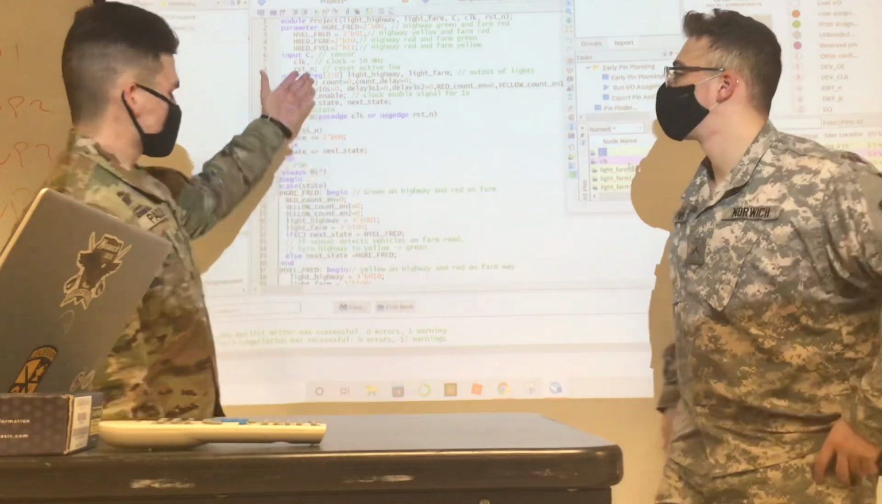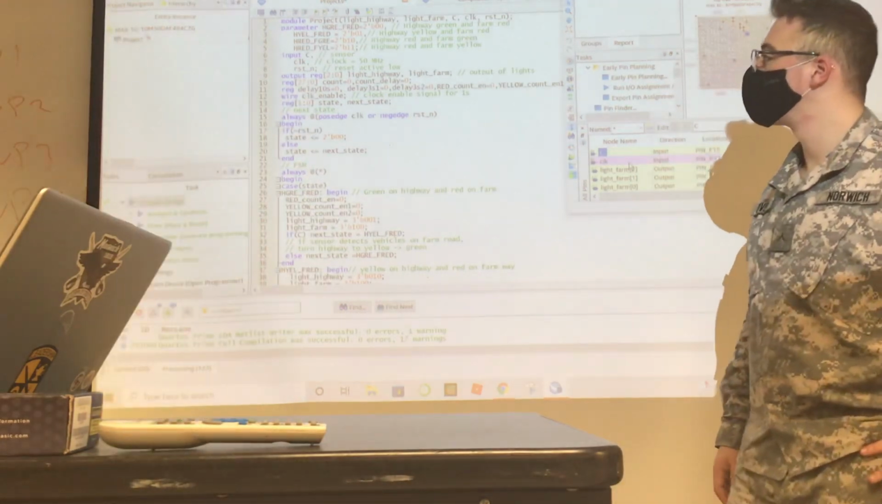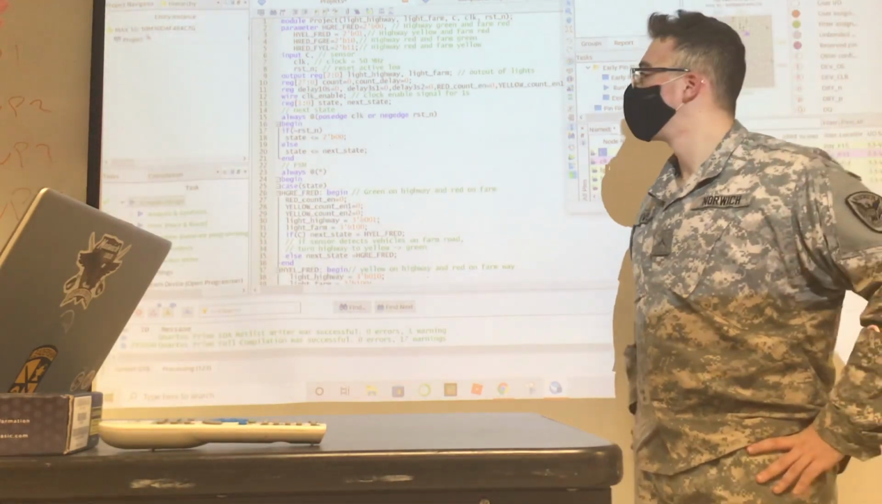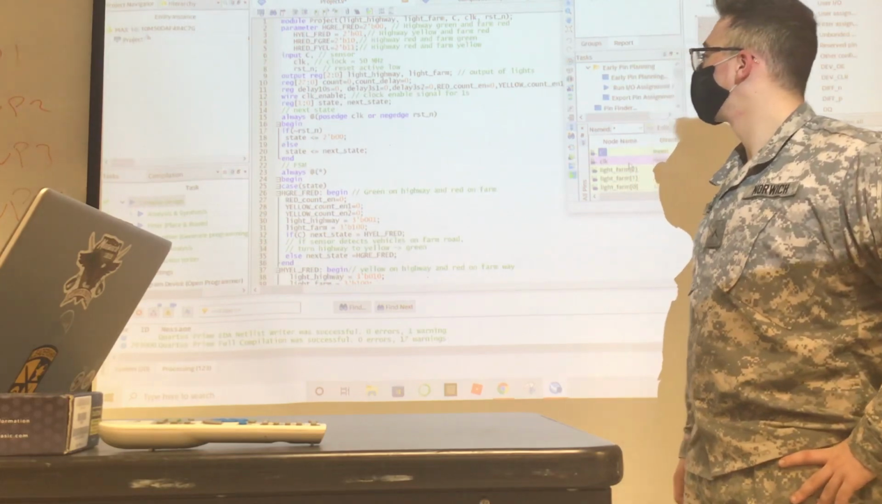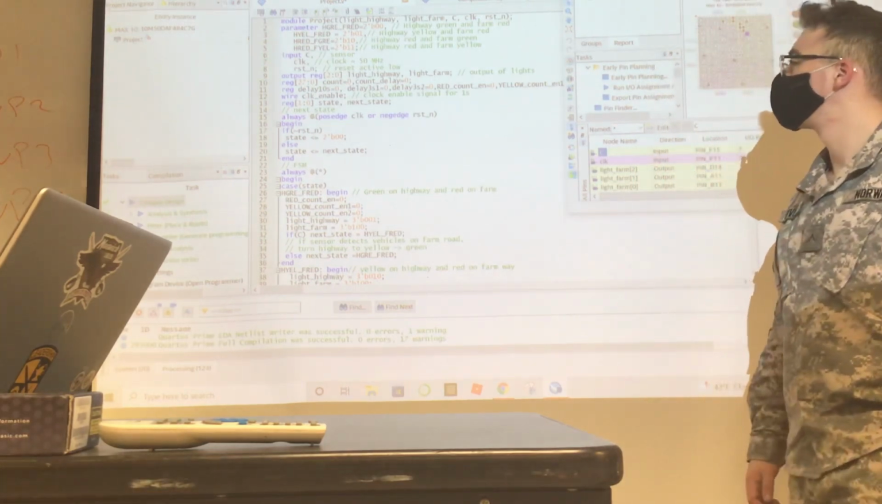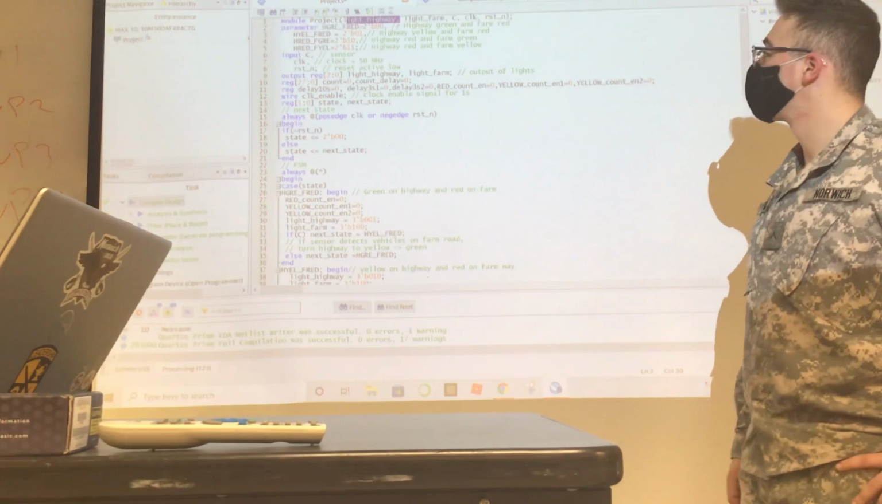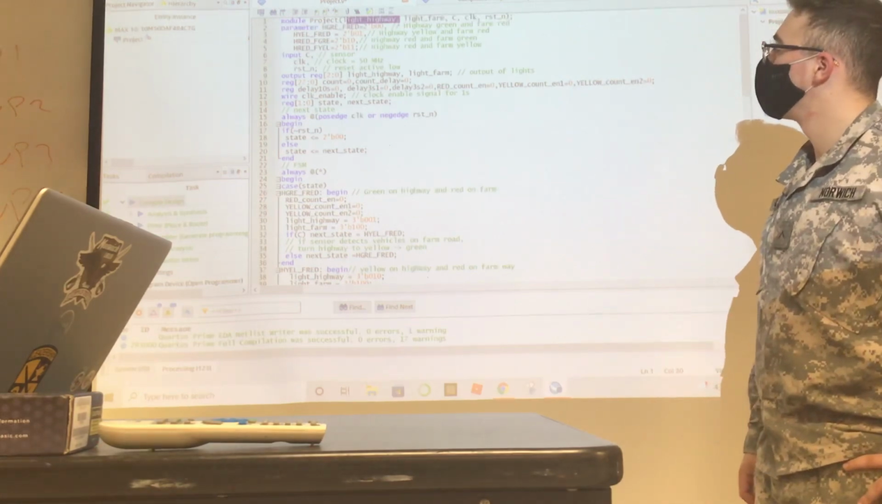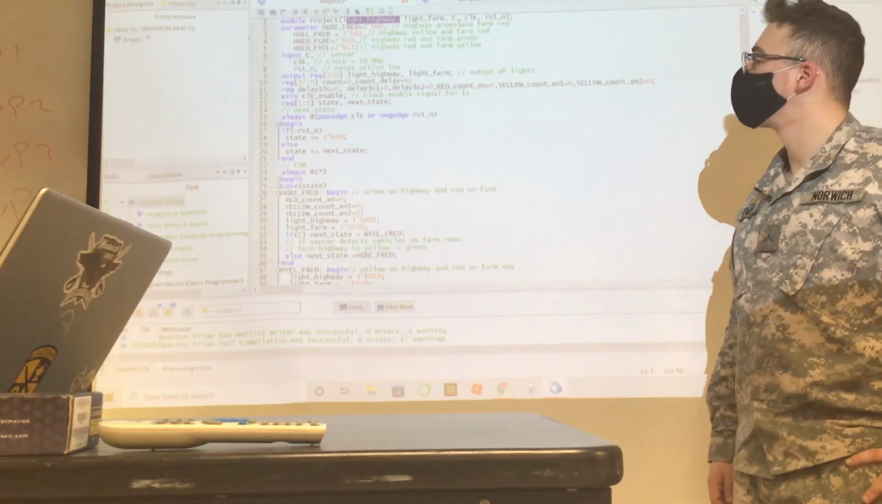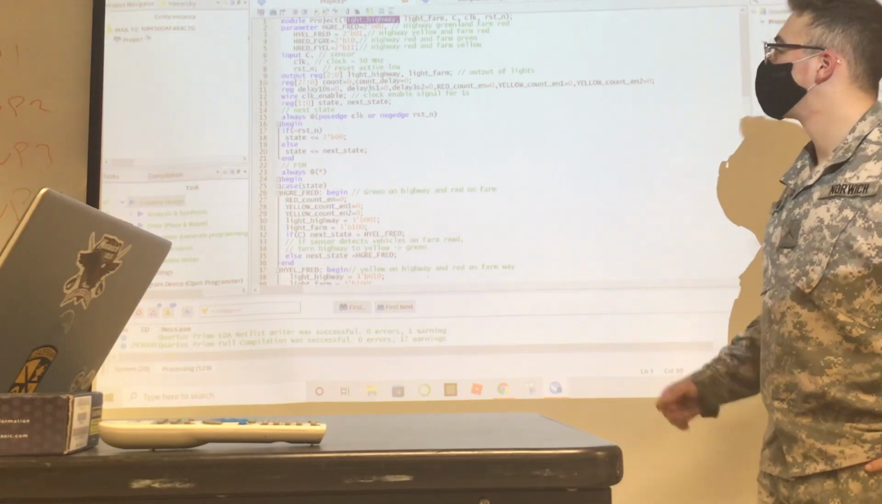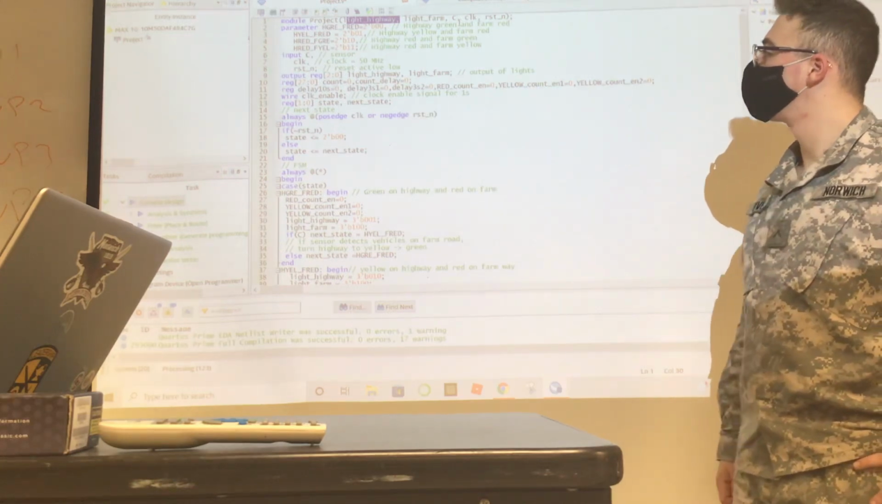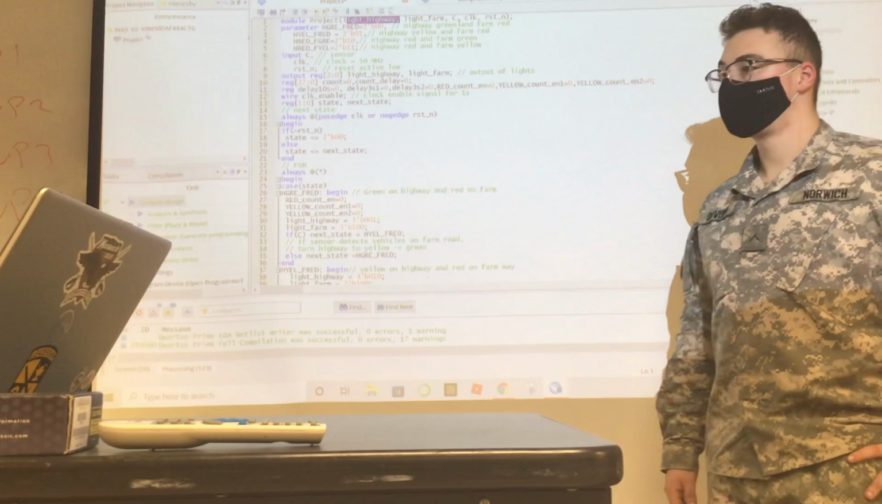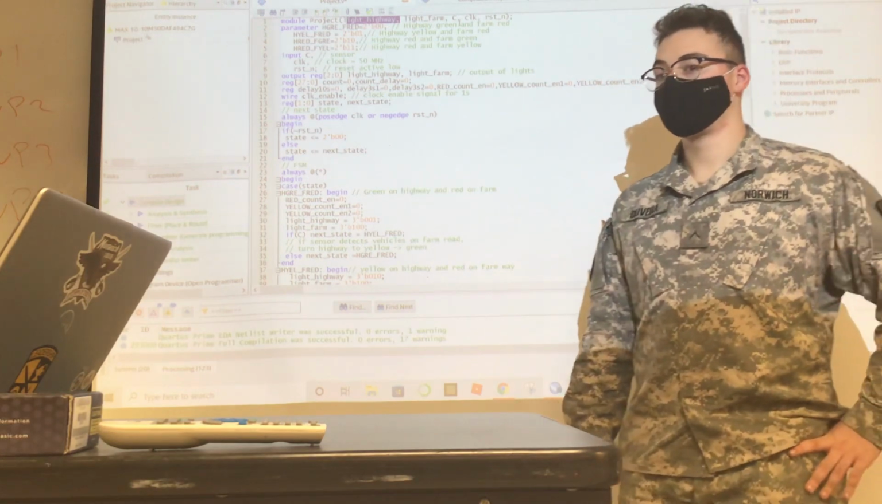Right now we're going to show you the code that we did. So the way our code worked is we did it in the behavioral model style. So we had 3 inputs and then I think 6 outputs. The 3 inputs was a sensor, so the sensor senses whether or not there's a car or not.